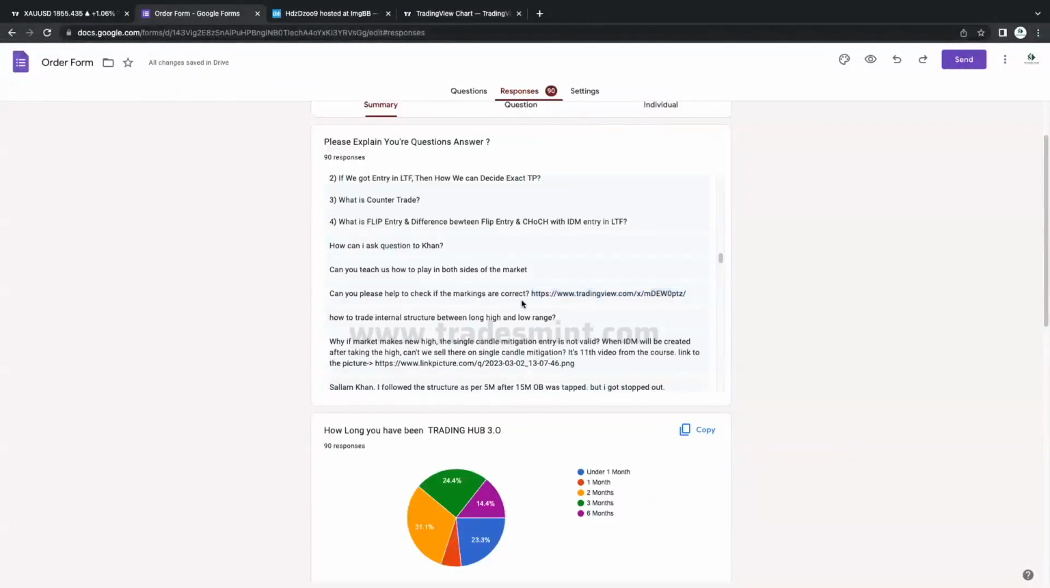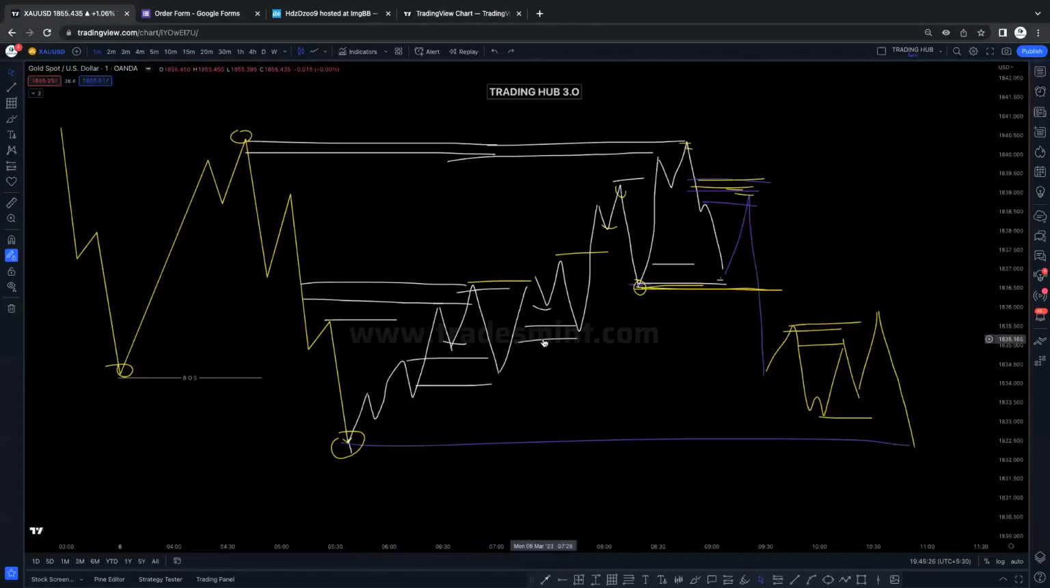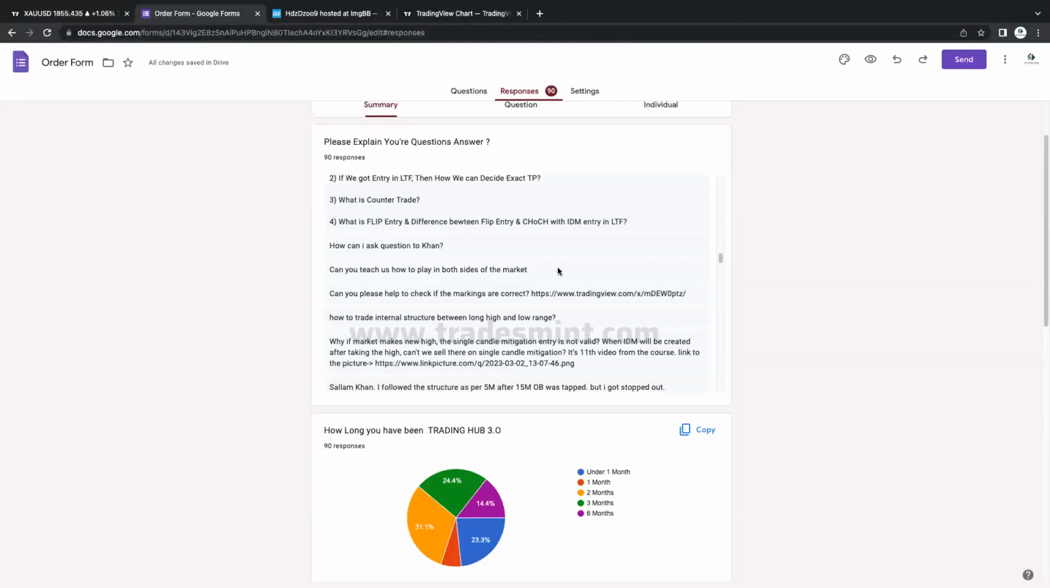Hot rate internal structure between high or low. This is a process: failed IDM and then buy. If not failed, then you have to sell. But you have to find the POI and the inducement in a higher time frame first. If the market makes a new higher high, single candle mitigation entry is not valid. Yes, sir. When will IDM be created after taking out the candle?